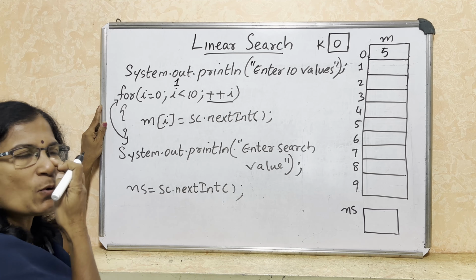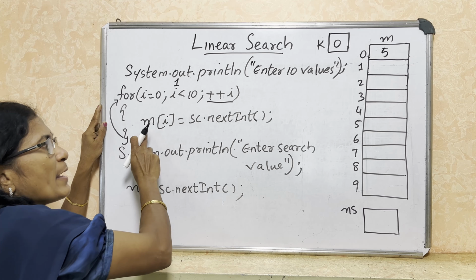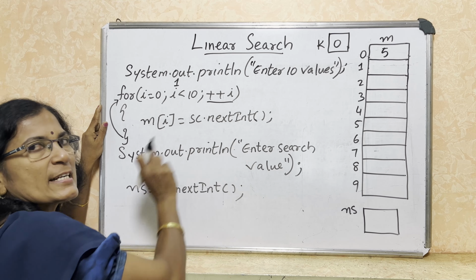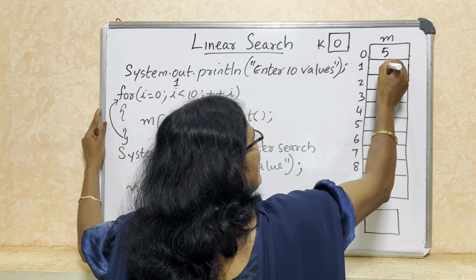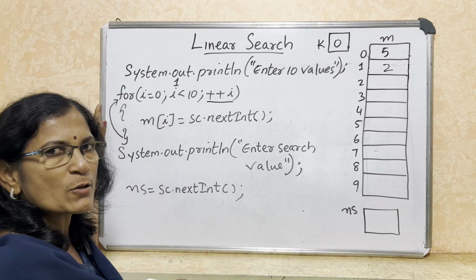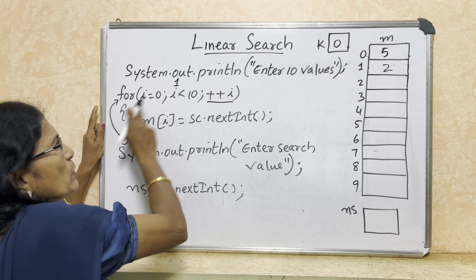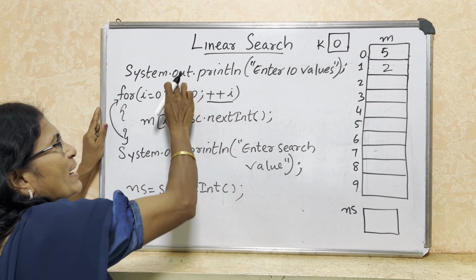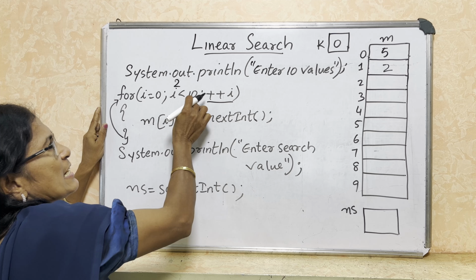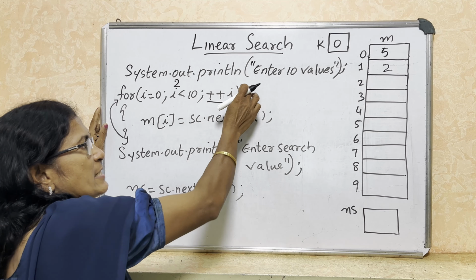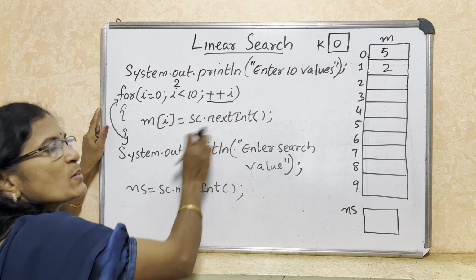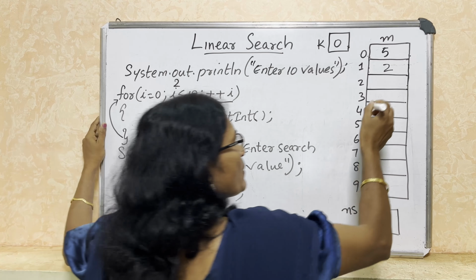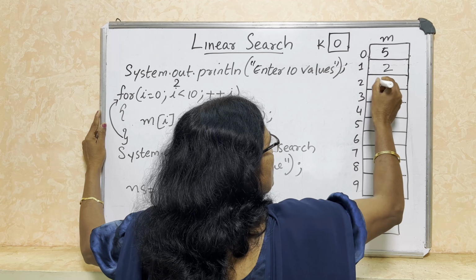When the value of i is 1, the statement will become m of 1 is equal to sc.nextInt. The next value entered by the user is stored in the second storage location. Assume that the user has entered the value 2. Loop goes for the next iteration with the value of i as 2. 2 is less than 10. So control enters into the loop's body to execute its statements. m of 2 is equal to the next value entered by the user. Say the user has entered -1.